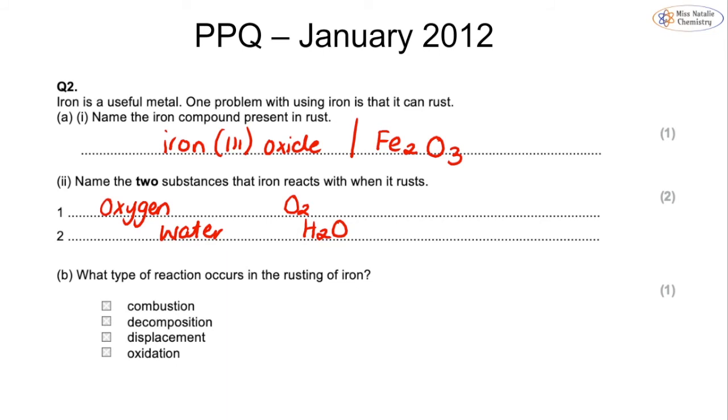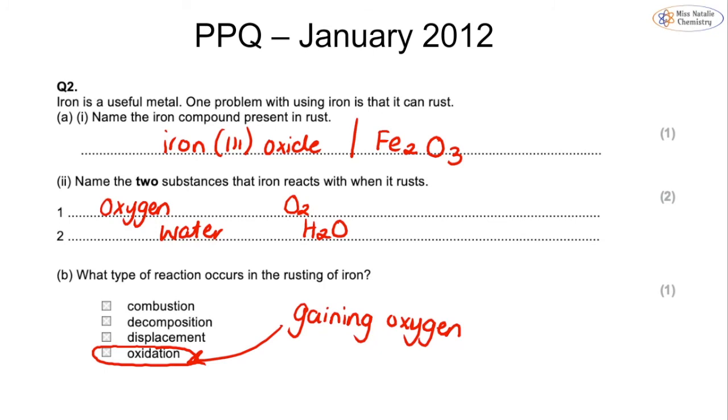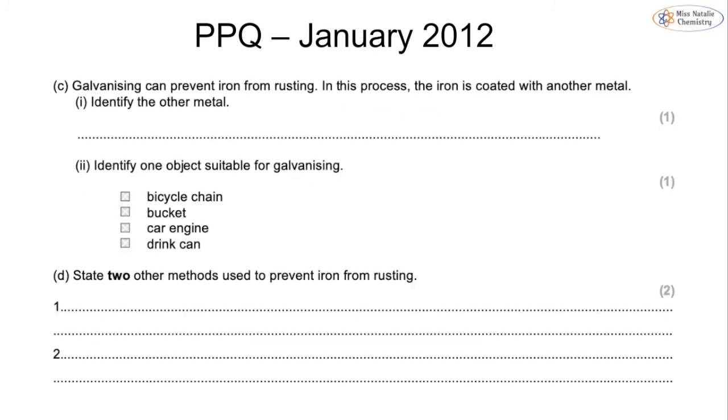And what type of reaction occurs during the rusting of iron? Well, we are gaining oxygen in this reaction, but we are not burning, so it's not combustion. What it actually is, is called an oxidation reaction, and that just means the gain of oxygen. Galvanizing is a process that can prevent metal from rusting, and in this process the iron is coated with another metal. What metal do we use? Well, for galvanizing in particular, there is only one possible answer, and it is zinc.